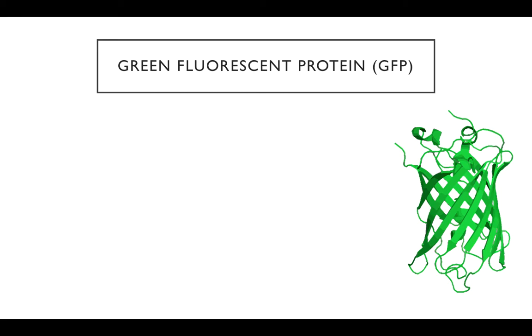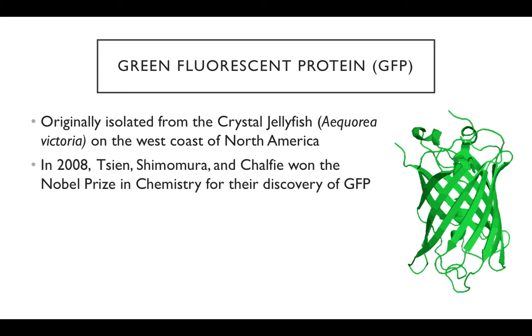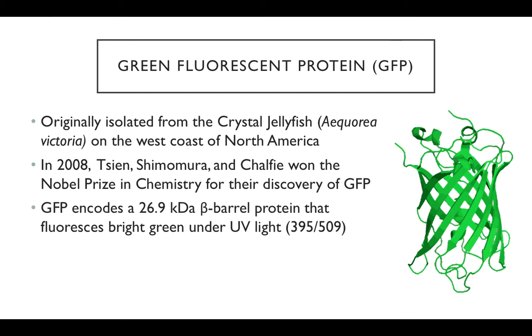GFP is probably the most commonly used reporter and was originally isolated from the crystal jellyfish on the west coast of North America. Interestingly, in 2008, 3 scientists won the Nobel Prize in Chemistry for their discovery of GFP. GFP encodes a 26.9 kilodalton beta-barrel protein that fluoresces bright green under UV light.